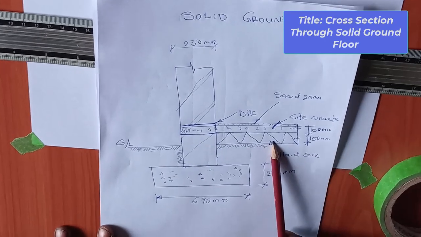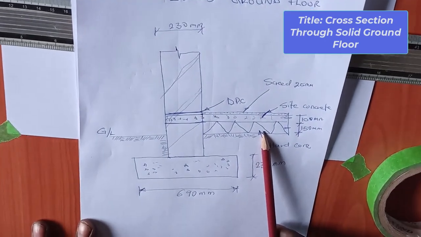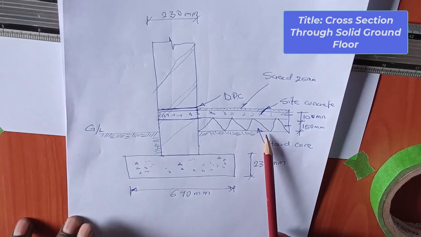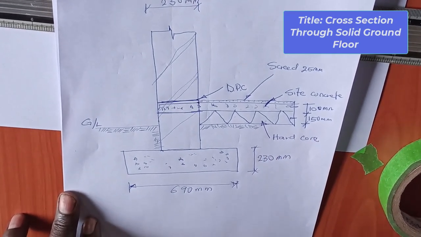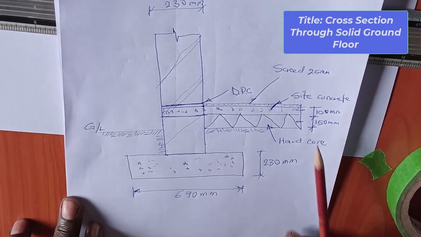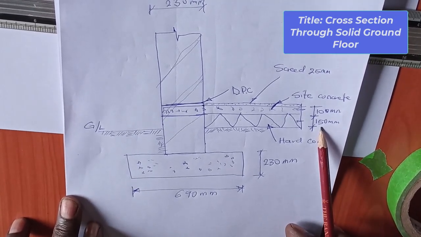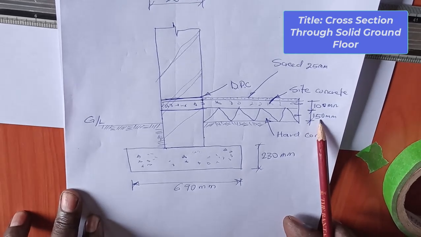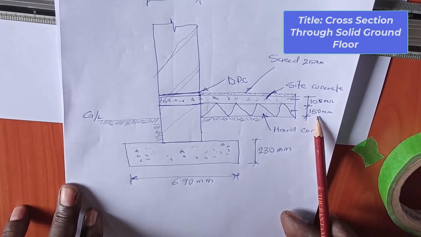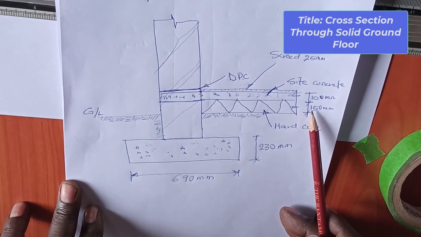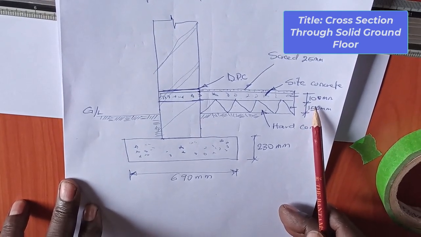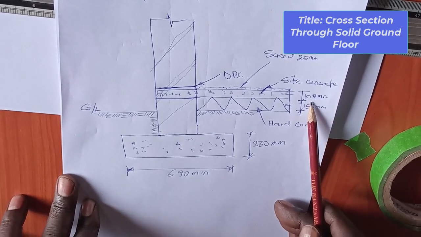Then we have also the hard core, which is here. The hard core is directly on the ground or on the maram. The hard core depth for simple buildings normally is 150 millimeter. So you can see it is 150 millimeter. But the thickness of the concrete is 100 millimeter. The depth of side concrete.